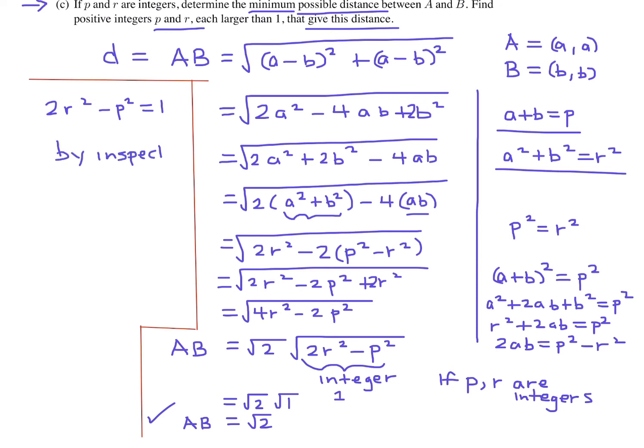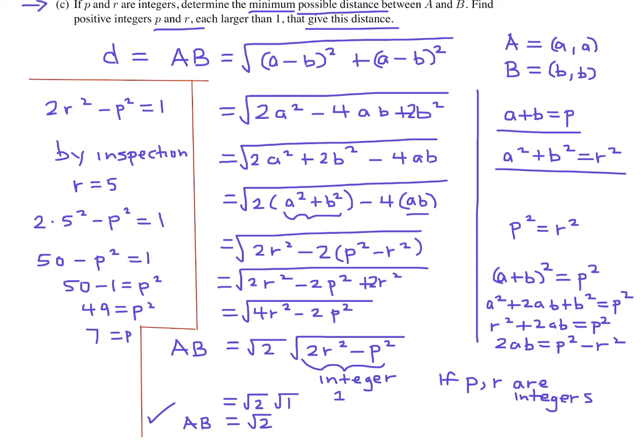Well, by inspection, I note that if I set r equal to 5, then this would become 2 times 5 squared minus p squared equal to 1. That becomes 5 squared is 25, times 2 is 50. 50 minus p squared is equal to 1, so 50 minus 1 is equal to p squared. So 49 is equal to p squared, and therefore p is equal to 7. So there you go, I've got r equal to 5 and p equal to 7, and those are indeed positive integers that are both larger than 1.